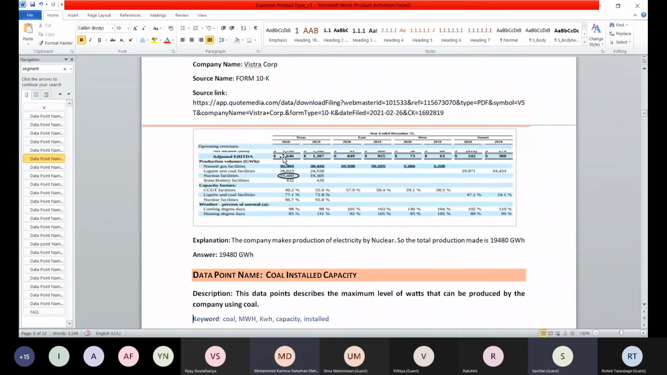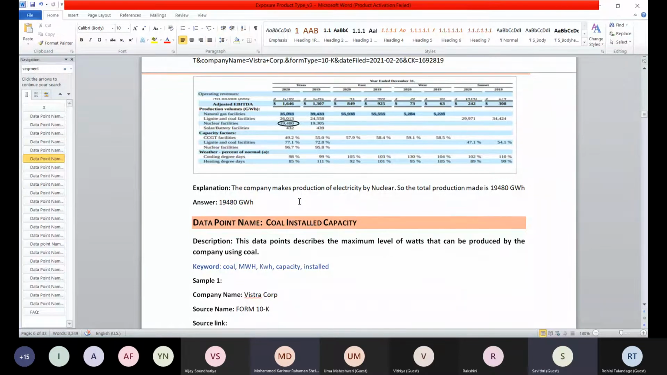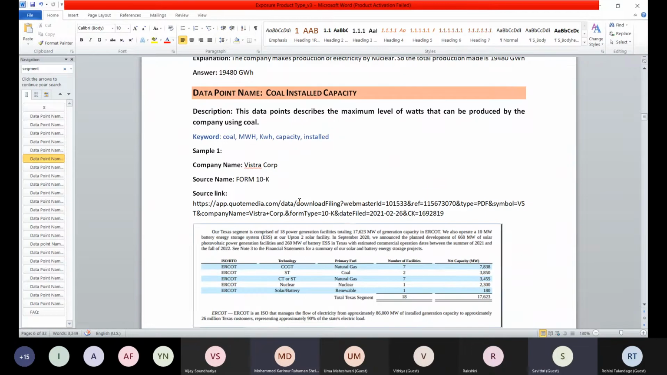And the next is nuclear. Here they are saying from their nuclear facilities, they have generated 19480 GWH for 2020, which is from Texas. Only from one location they have generated this electricity. This is generation data, guys. You can also use the keyword generation or MWH or GWH. So this is all about electricity generation.